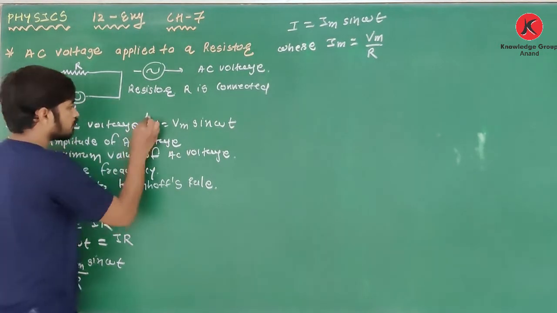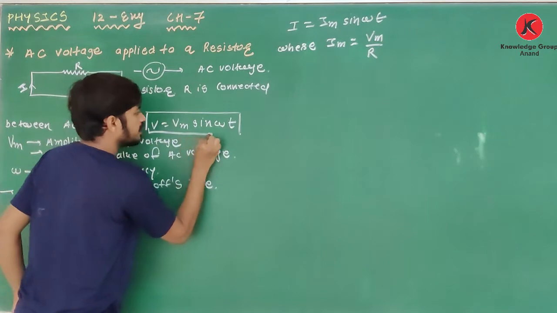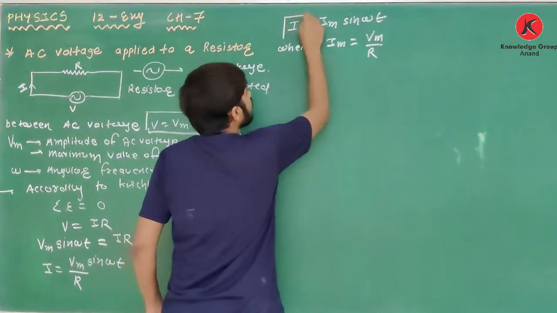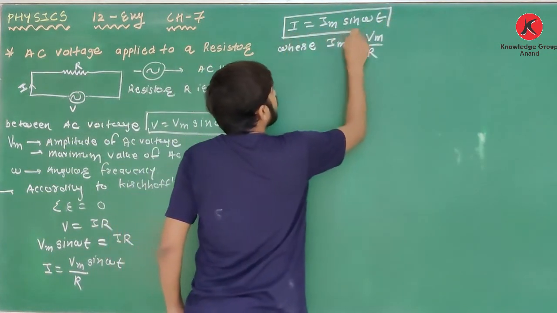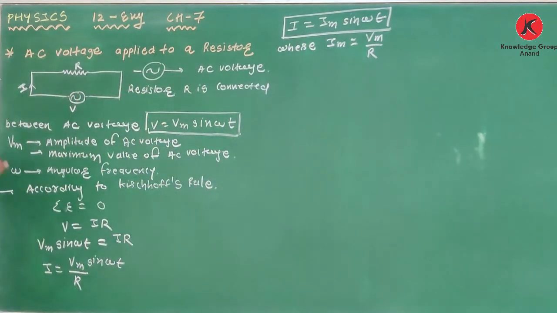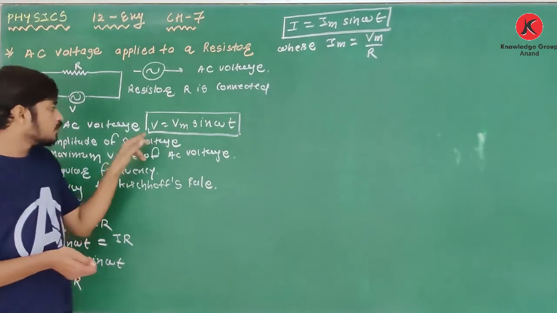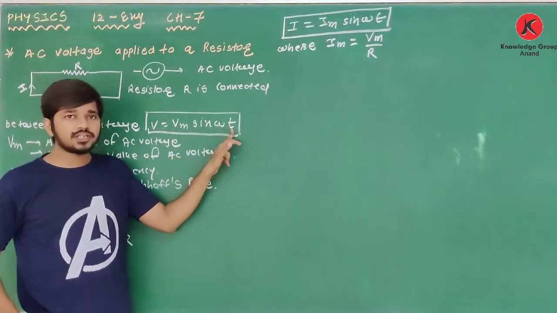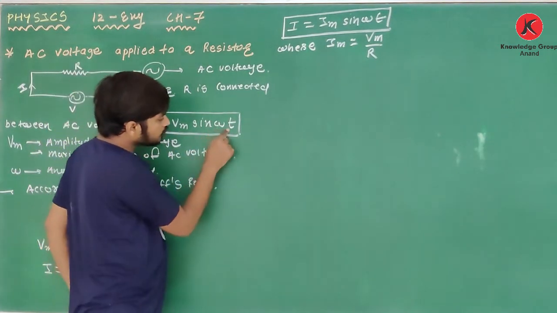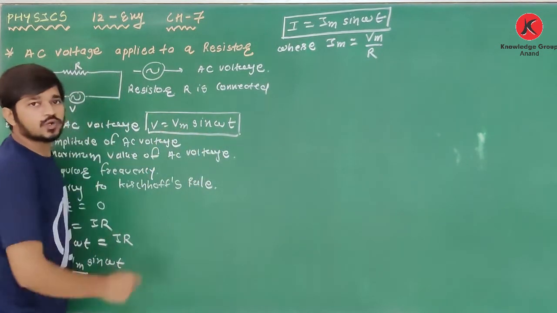See, what is the equation of V? V is equal to Vm sine omega t. What is the equation of I? I is equal to Im sine omega t. Yes or no? Yes, here it is. V is equal to Vm sine omega t, and this omega t is called the phase of AC voltage.